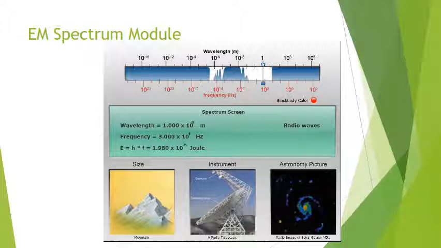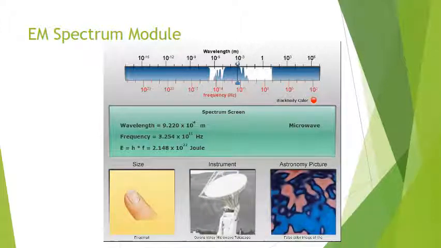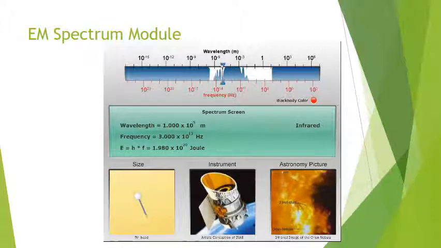Let's slide to the left. So notice what's happening. My wavelength is getting smaller and smaller, and the frequency is getting larger and larger. But if I multiply the wavelength times the frequency, I'm still going to get the same value. So notice what's happened now. I've gotten into the part of the spectrum where I'll be using a microwave to receive this kind of wave. I'm getting even smaller wavelengths.